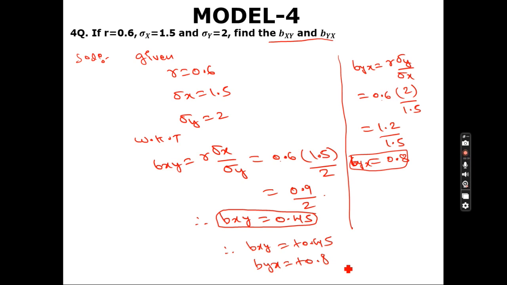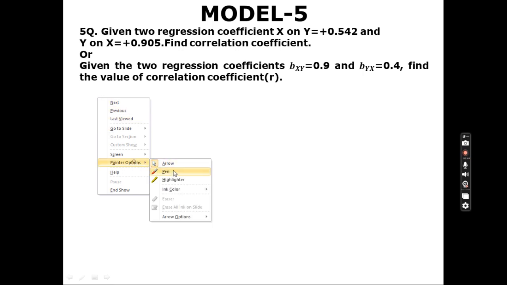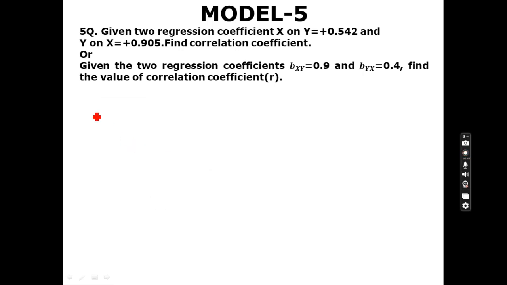So these are very important questions. Once this is clear, I will go to the next model. You can write down this answer. So I am going to the next model. This is model number 5. This is also one of the short answers. Please understand here. This is the question given. Reading the question and understanding the question is very important.